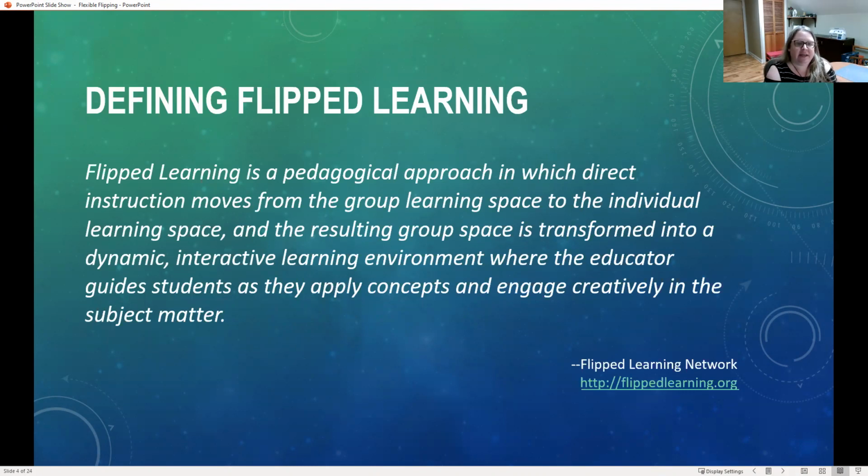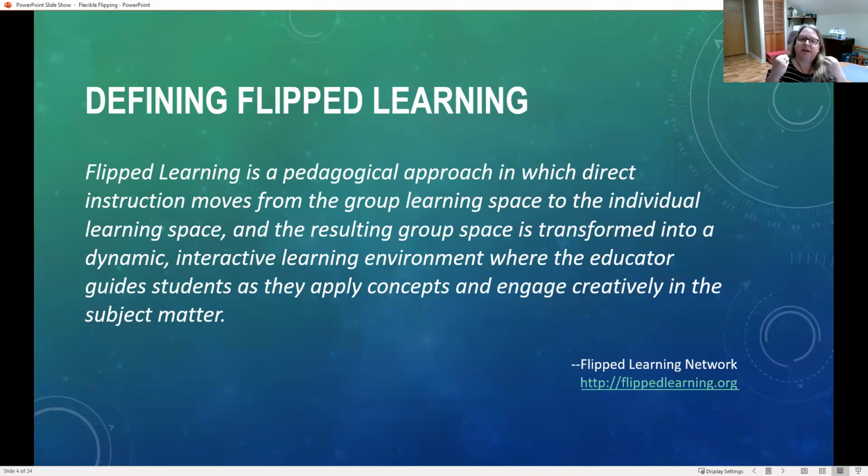The reason is that there are some really great big terms in here that have a lot of meaning. So flipped learning is a pedagogical approach in which the direct instruction moves from the group learning space to the individual learning space. And the resulting group space is then transformed into a dynamic, interactive learning environment where the educator guides students as they apply concepts and engage creatively in the subject matter. So how does all of this work?